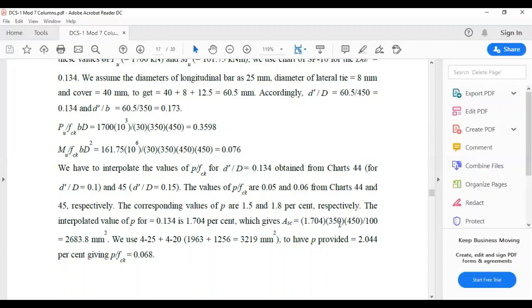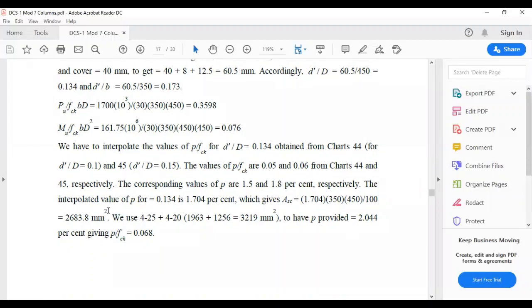which means area of steel is 1.704 multiplied by area of concrete, which is 350 times 450, and divided by 100. So this gives the value of area of steel. So it is 2683.8 mm square. So now we have got the value of reinforcement.